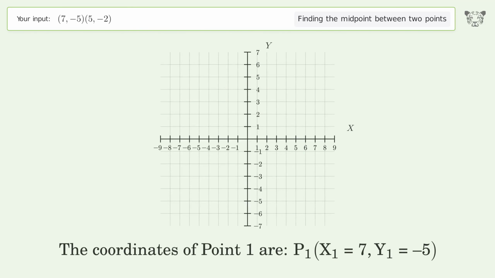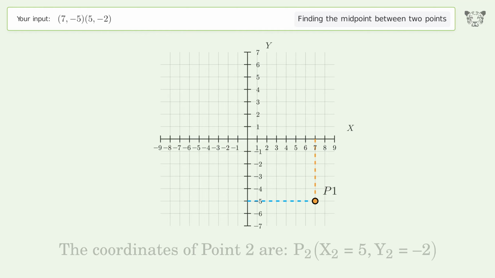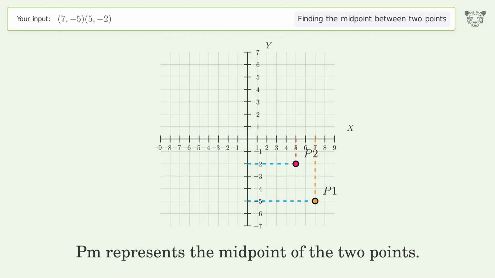The coordinates of point 1 are, x1 equals 7, y1 equals -5. The coordinates of point 2 are, x2 equals 5, y2 equals -2. PM represents the midpoint of the 2 points.